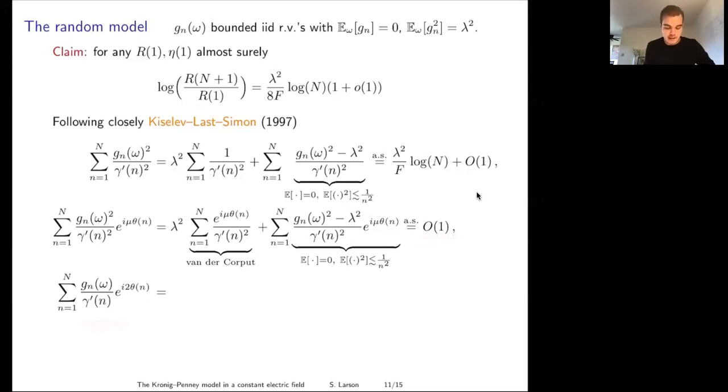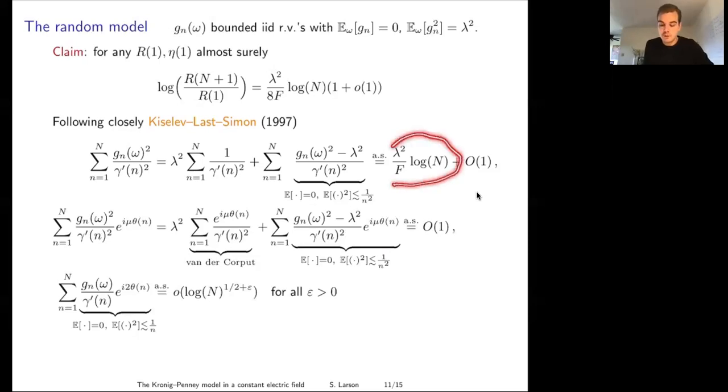And finally, the last guy, well, here we have mean 0 from the start. We have variance, which is essentially 1 over n this time. So it's not summable. But the Kiselev-Last-Simon idea is, instead of giving you an almost sure summability, it gives you an almost sure bound on how quickly this sum diverges. And it gives you that it's not much larger than the square root of the logarithm. So in particular, it doesn't contribute to this asymptotic expansion, and we're done. All the contributions came from this guy.